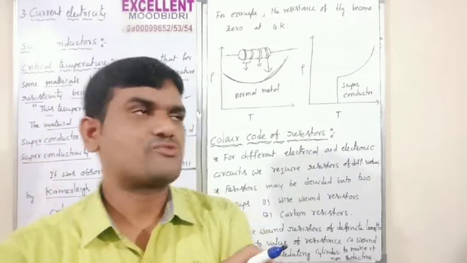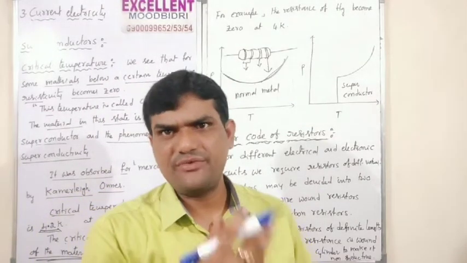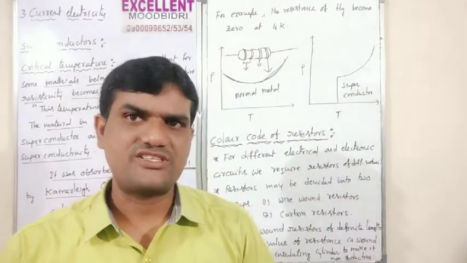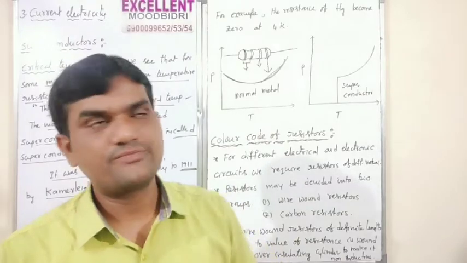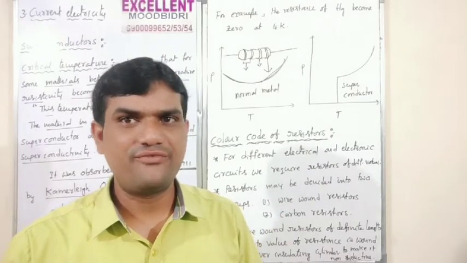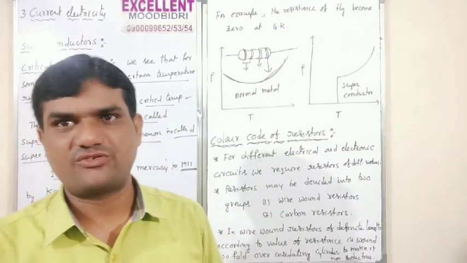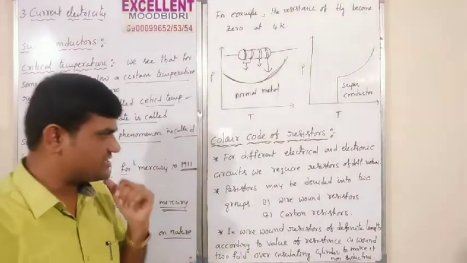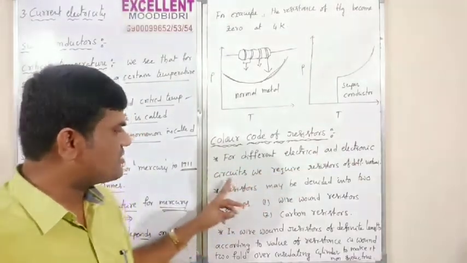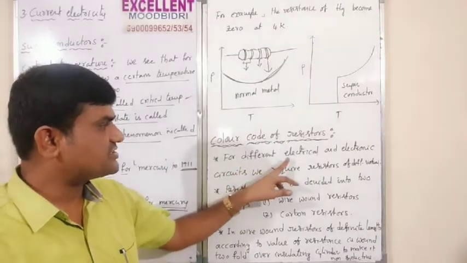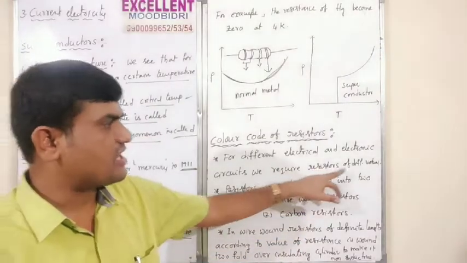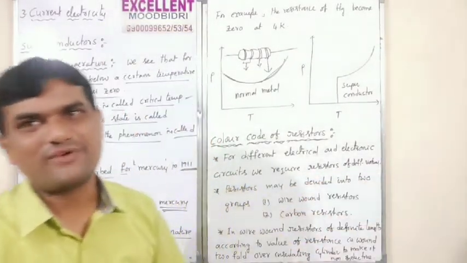For commercial purposes, in electronic devices like DVD players, televisions and computers, every such electronic device uses carbon resistors. That is why carbon resistors play a very important role in electronic devices. Are you clear? So, general points: color coded resistors for different electrical and electronic circuits. For different circuits, we require resistors of different values.